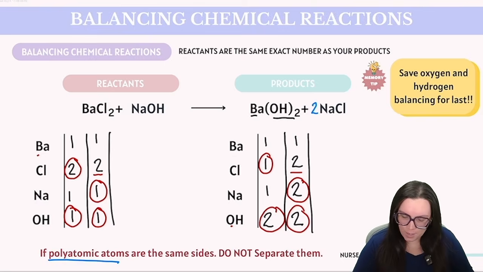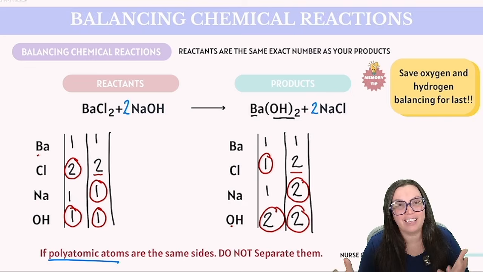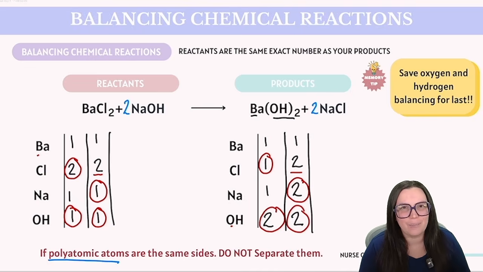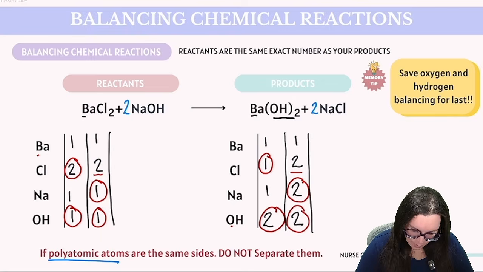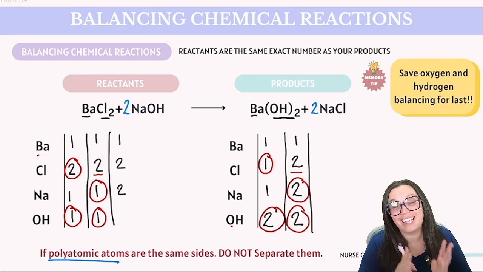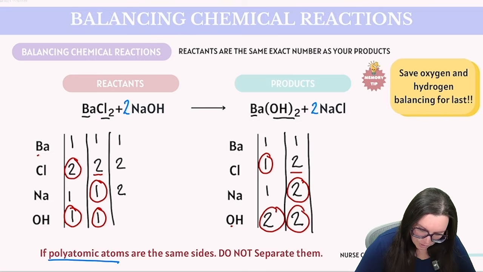So how do we do this? We know that we have 2 on the product side, and we have 1 on the reactant side, so what are we going to do? We're going to add the coefficient 2 before our polyatomic atom of NaOH. Now we're going to tally everything up together again. On our reactant side, we have 1 Ba, 2 Cl. We now have 2 Na, because remember, anytime we add a coefficient, we multiply that coefficient by each individual element inside our polyatomic atom. So now we know we have 2, and we also have 2 OH elements.